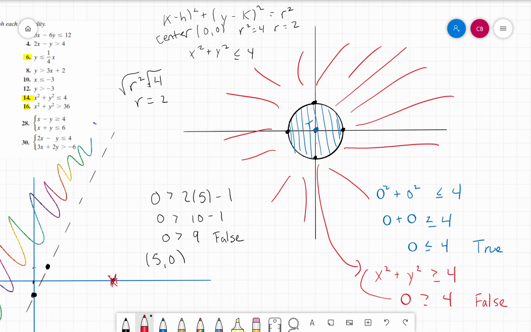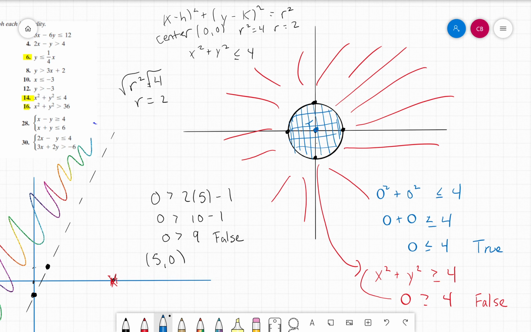But that is not actually the case for this problem. We actually have just the blue part, which is the part that should be shaded, which is everything inside. And that solves this circle and gives us the equation that we are looking for. I hope this helps, guys.